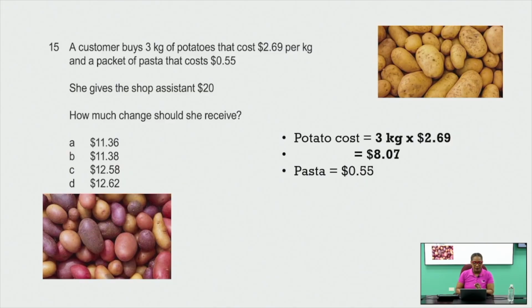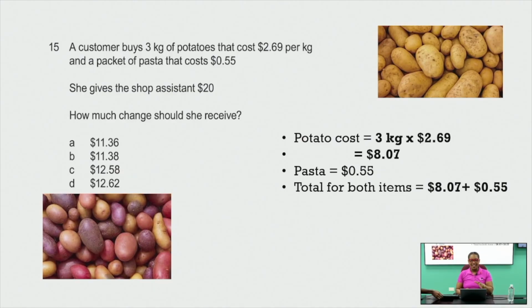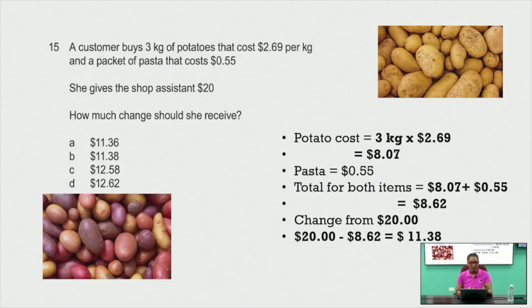Now, what about the pasta? 1 packet of pasta, which is 55 cents. So we're going to add the $8.07 to the 55 cents. And that we are going to get $8.62. And we want to figure out how much change we will be getting from the $20.